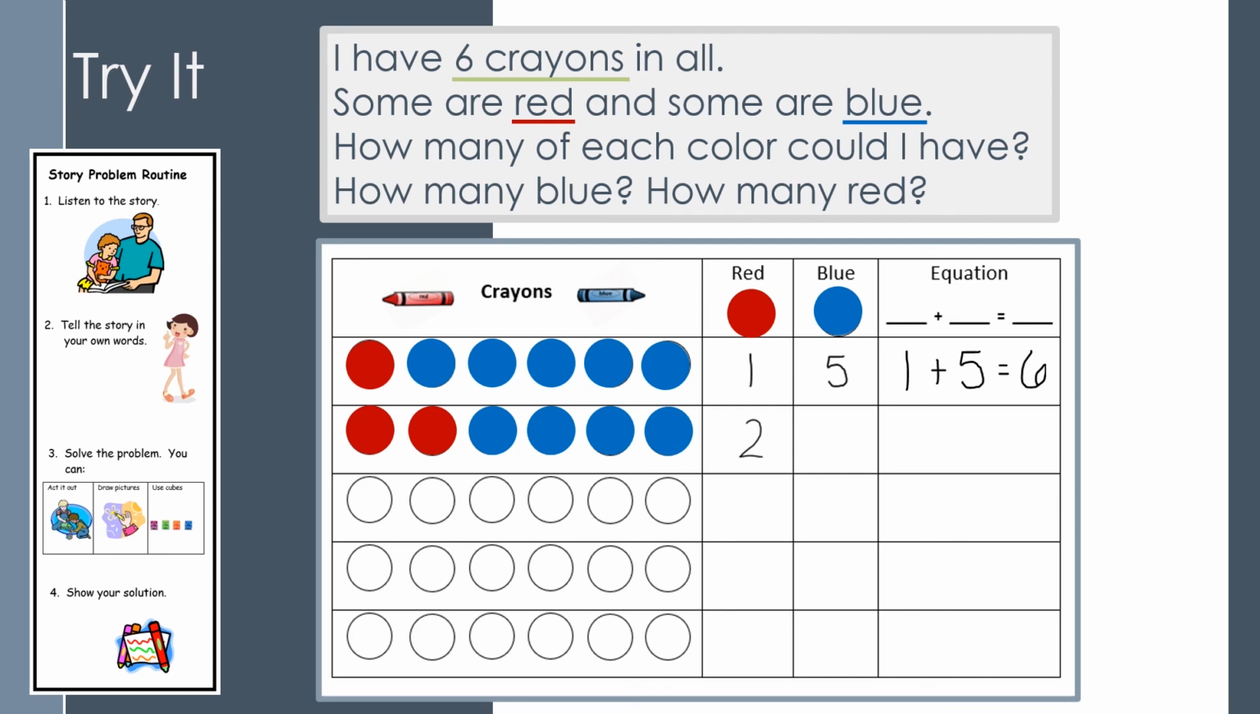How many blue crayons will there be if I already have 2 red crayons? I hope you said 4. What equation should I write? I wrote 2 plus 4 equals 6. Our second combination shows that we have 2 red and 4 blue crayons in all.